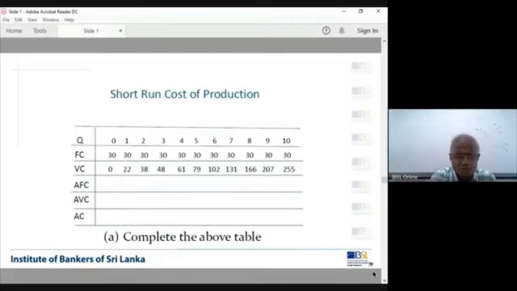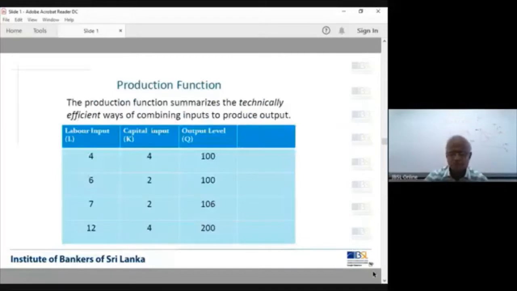Average variable cost: 22 divided by 1, 38 divided by 2, like that. This row is divided by the output number, AVC. AC is the addition of your answers, AFC plus AVC. Complete the above table, right? That is the question. I want you to complete this table: AFC, AVC, AC. Then you add these two and get the AC. You know the formula. After that, you can draw and see the shape of this.